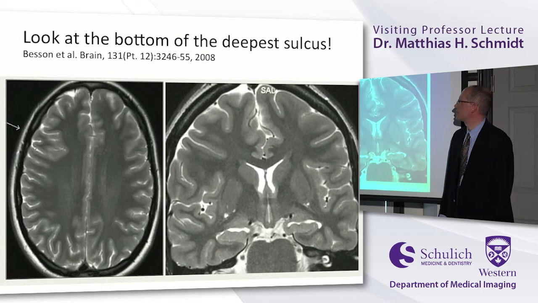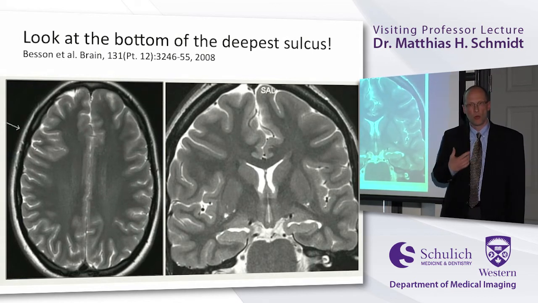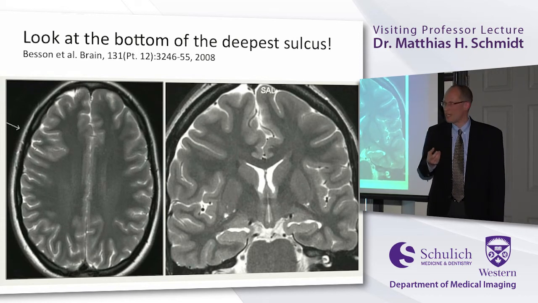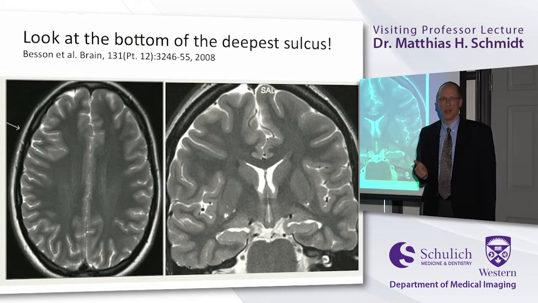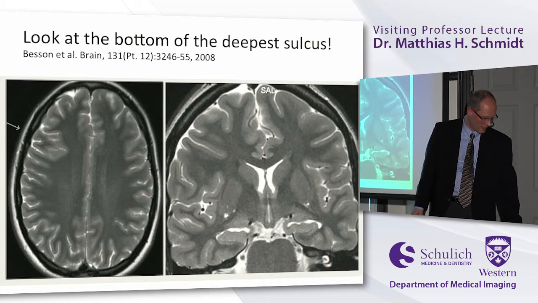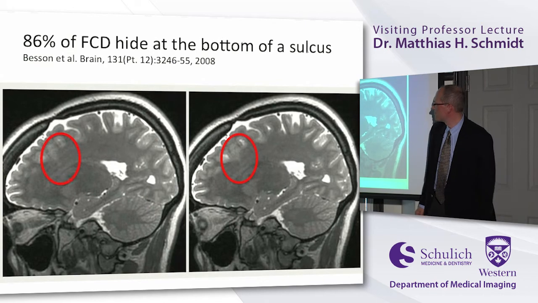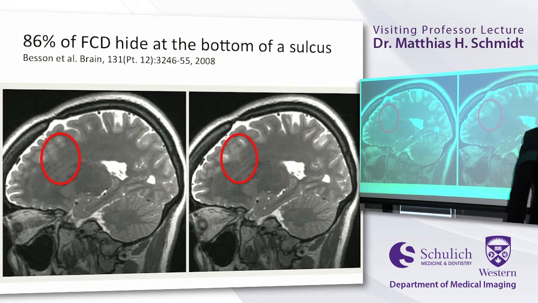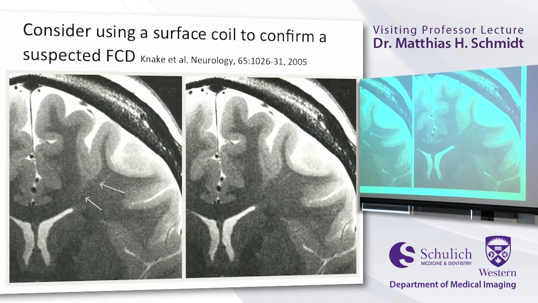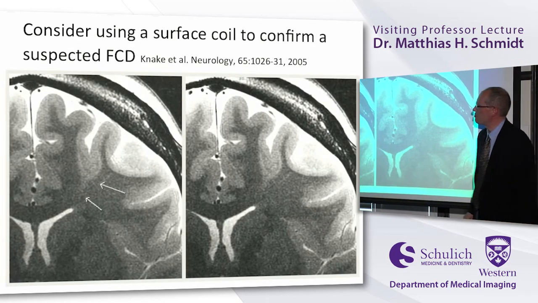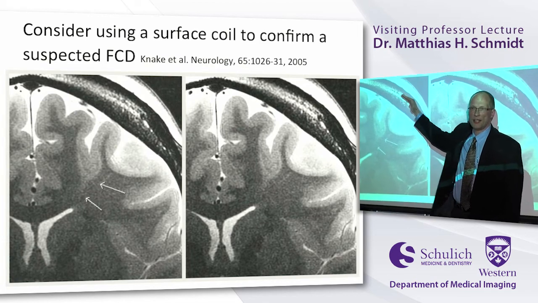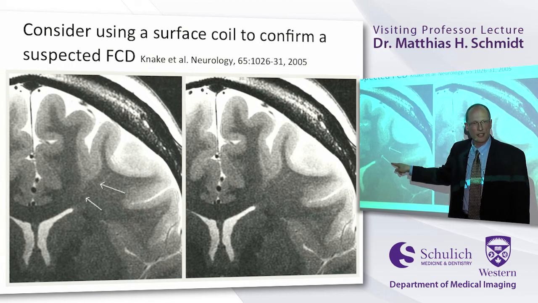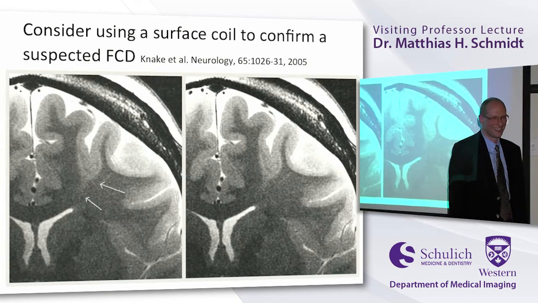One of the ways to make good use of your time is to look at the bottom of sulci. More than 80%, almost 90% of focal cortical dysplasias live at the bottom of a sulcus. Look for the deepest, longest sulcus, and you're more likely to find the lesion. Look for a very subtle transmantle sign if you can see it. And here's something we've been experimenting with, which is to put surface coils on the brain in the area where we expect to find the lesion. And then we put arrows on the lesion to make it that much clearer.